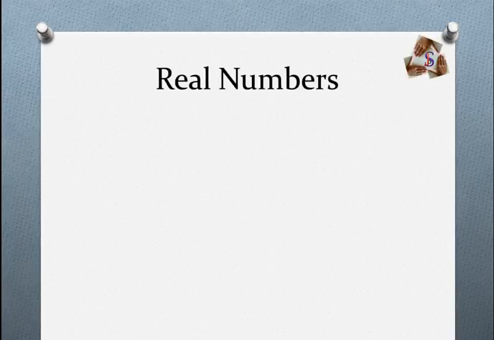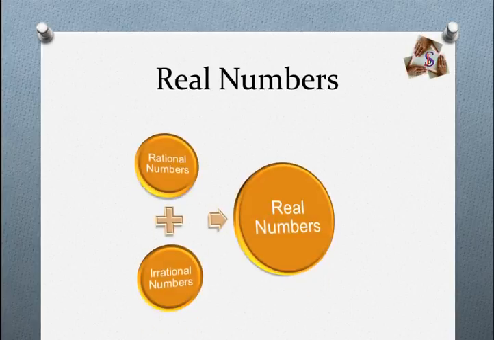So now what is a real number? A real number is a combination of rational number and irrational number. So rational numbers and irrational numbers put together form a set of real numbers.